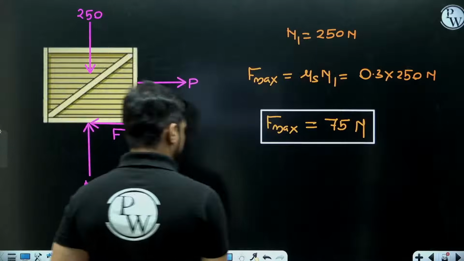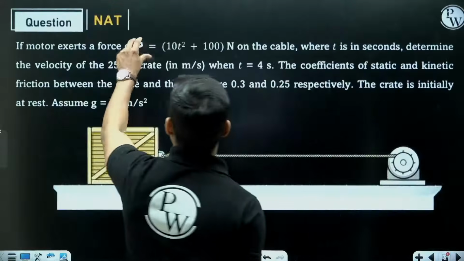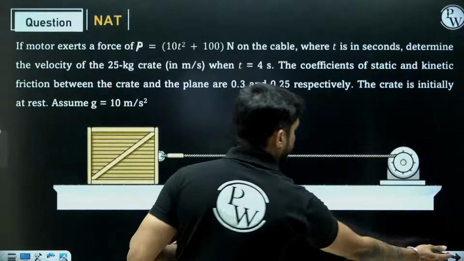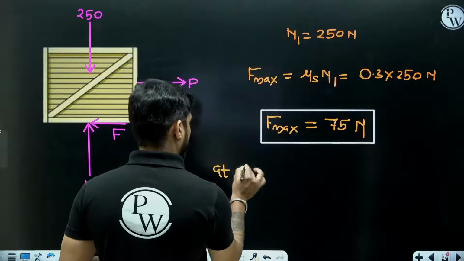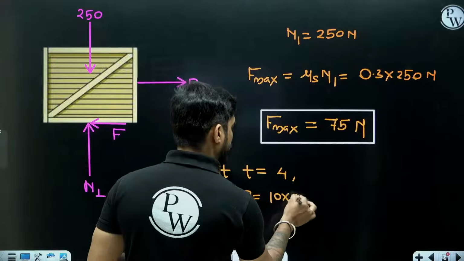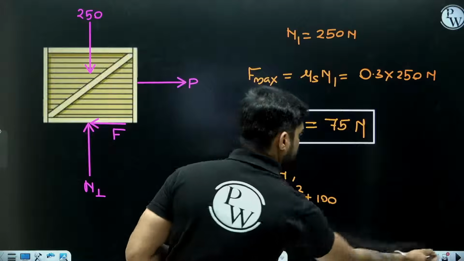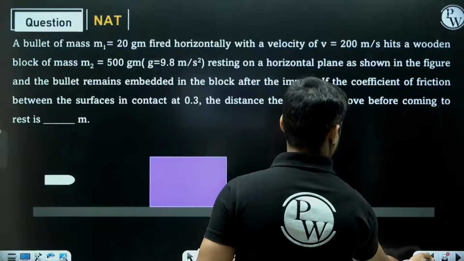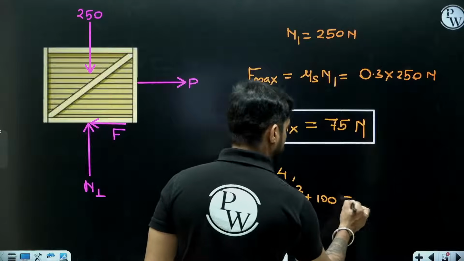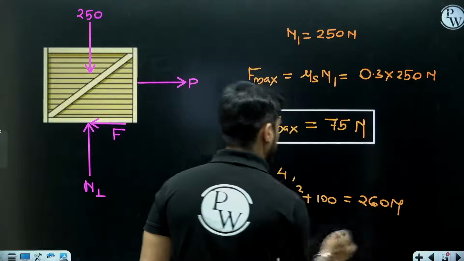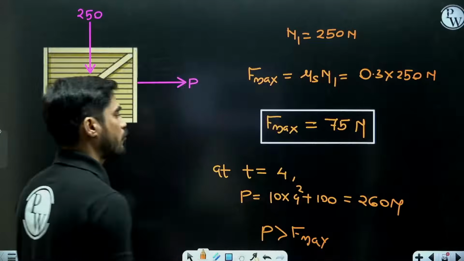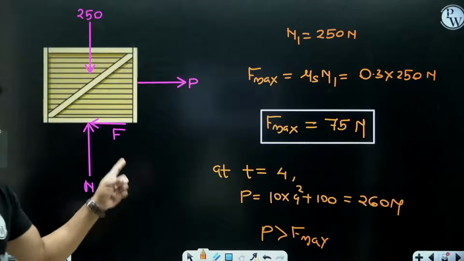This P at t equals 4 seconds will be more than 75. At t equals 0 seconds only, it is more than 75. Right? At t equals 4, P will be equal to 10 into 4 square plus 100. Means how much? 10 into 4 square means 160 plus 100, 260 Newton. So P is greater than F maximum, means at t equals 4 seconds, the crate is moving.